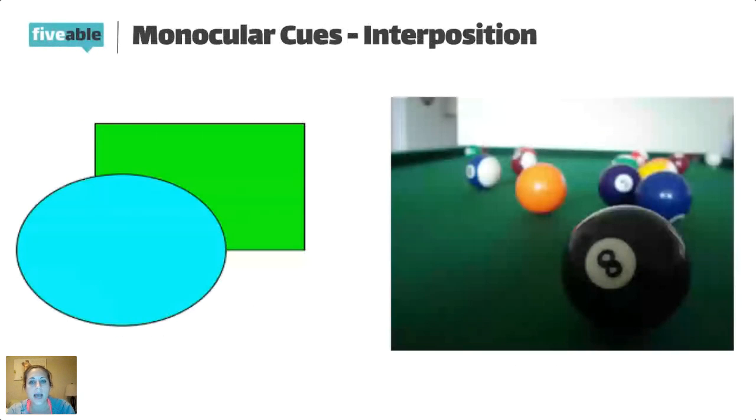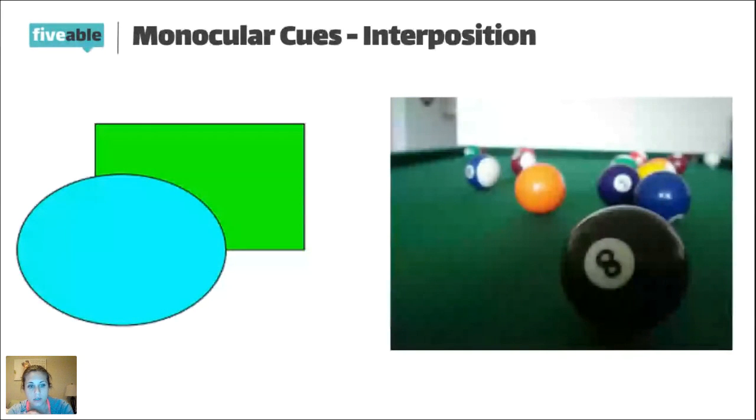The first monocular cue is called interposition. When we look at something like the circle and the rectangle here, one thing is in front of the other. Therefore, we judge that the circle is closer, because of how that looks. I can cover up one eye, that works. I can cover up my other eye, I still see that. Or the 8 ball here appears to be closer to us because it's in front of these other balls shown in this picture. So that's interposition. When one thing is in front of another thing, it appears to be closer to us.